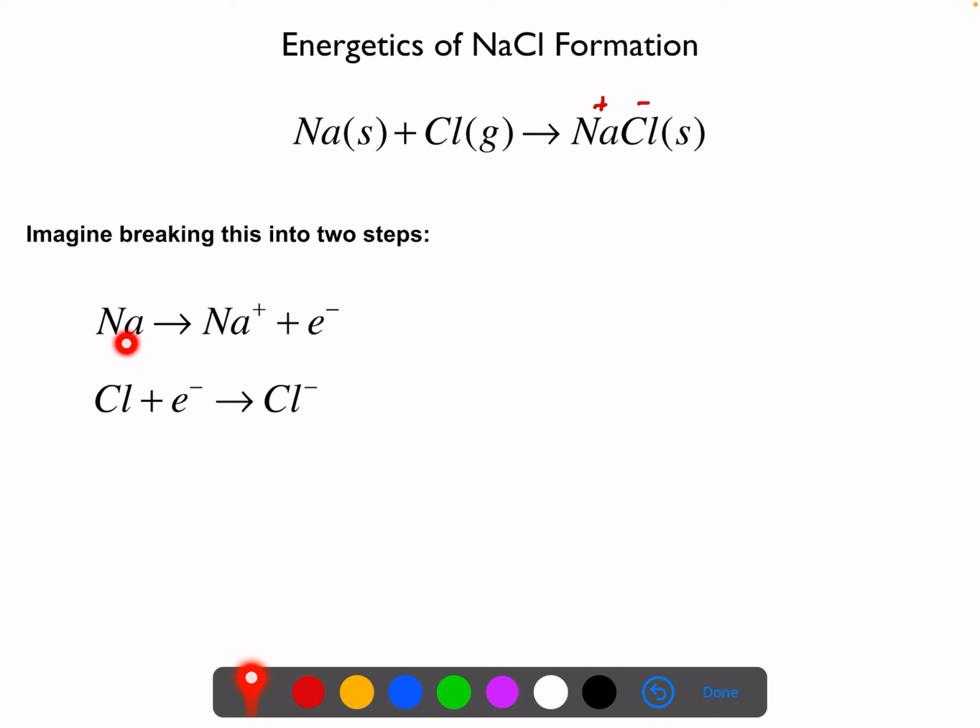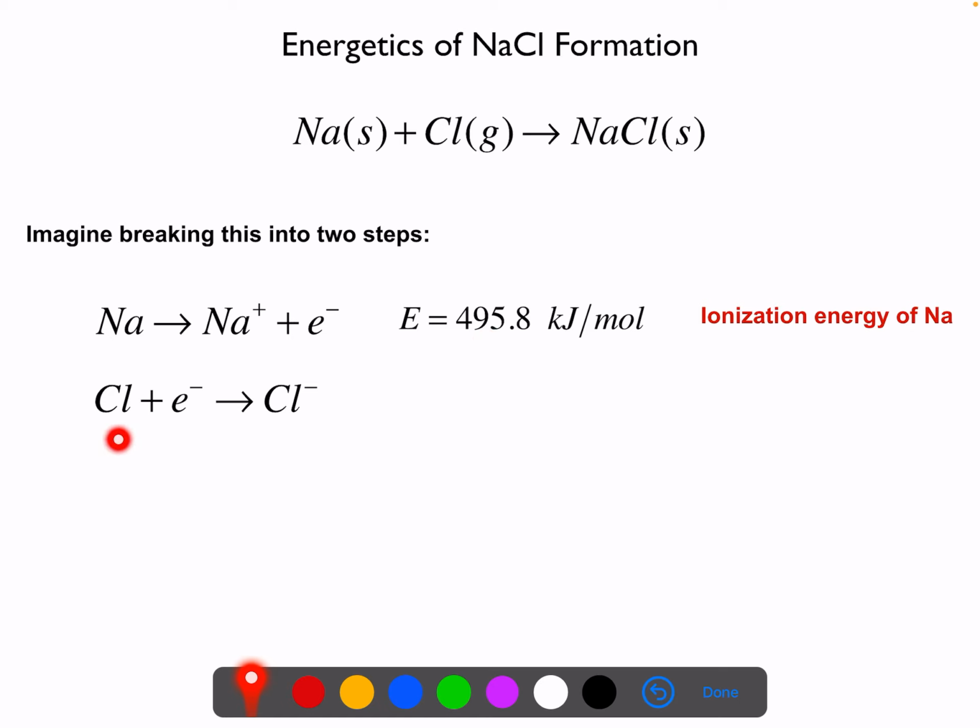Sodium losing an electron is a reaction we've looked at before. That is the ionization energy of sodium. So it takes energy to remove an electron from sodium. This electron is held onto the sodium by a positive 1 Z effective. So if we want to remove it, we have to put in energy.